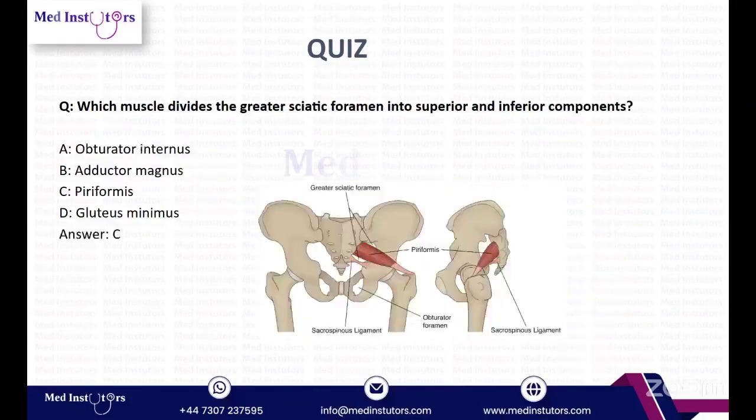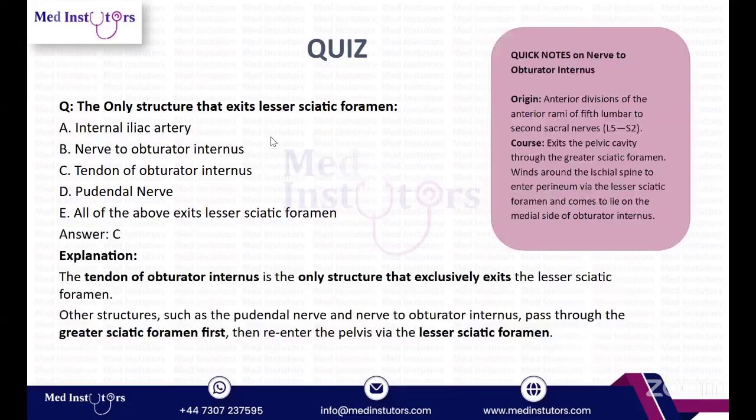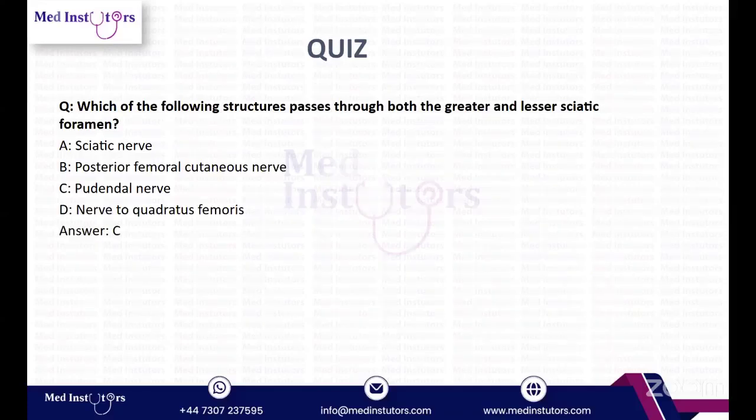And if we go to the previous slide, this question is also talking about the content of the lesser sciatic foramen, but now you can see the keyword here. The keyword here is only structure and the word exit. Most of you gave the answer of pudendal nerve, but here this is not a suitable answer. But now here it fits better. So C is the right answer. Well done.